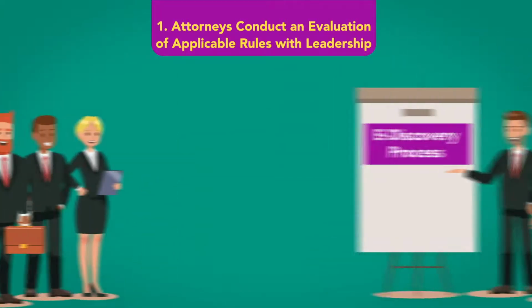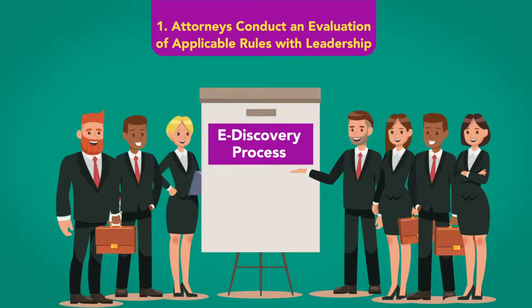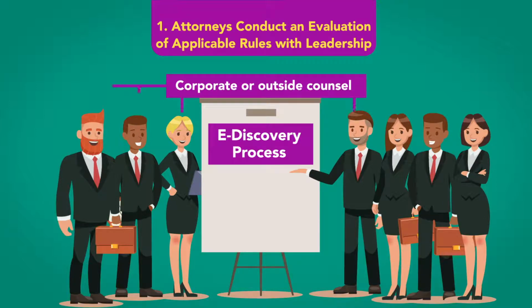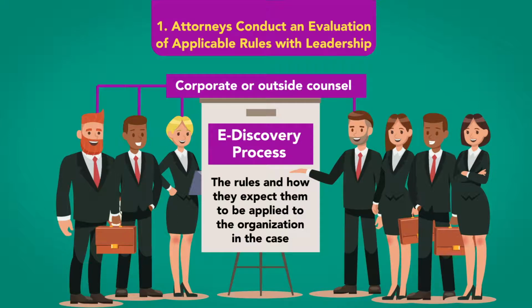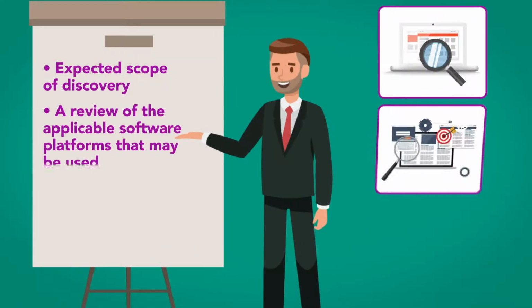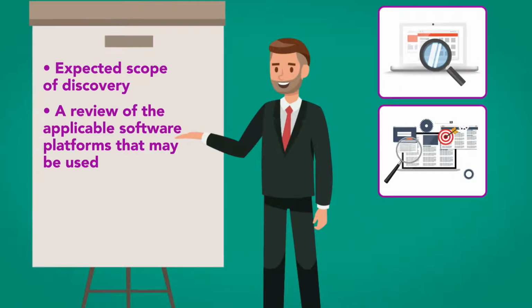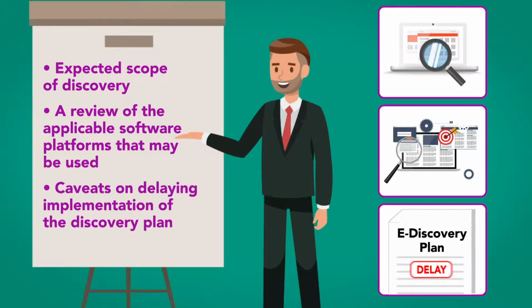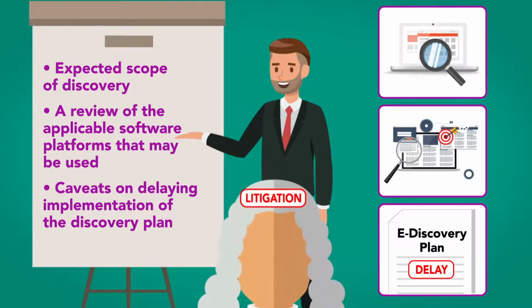1. Attorneys conduct an evaluation of applicable rules with leadership. Corporate or outside counsel will have to start the eDiscovery process by briefing the responsible members of the company hierarchy on the rules and how they expect them to be applied to the organization in the case. This will include the expected scope of discovery, a review of the applicable software platforms that may be used, and caveats on delaying implementation of the discovery plan. This should take place as soon as possible after even the threat of litigation raises its head.